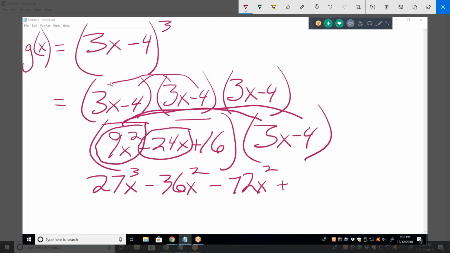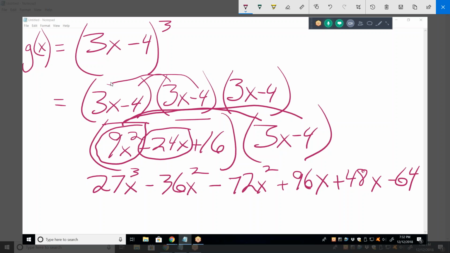Plus 96x. And now do the 16. Minus 48x. No, plus 48x. Minus, let's see, that would be 64. Okay, simplify.